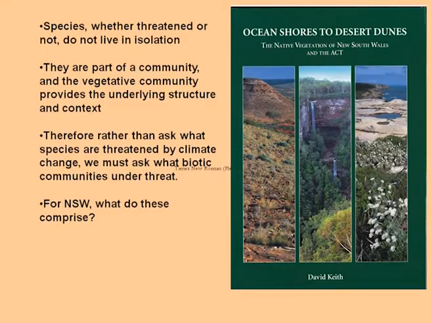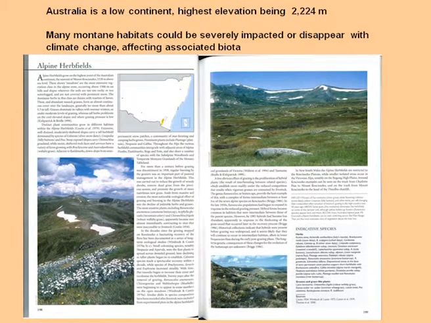For New South Wales, for example, we have this very nice book by David Keith on the vegetation types, and I'm just going to borrow very conveniently from his book to show you some of these habitats that actually might be threatened as a result of climate change, global warming, for example. Now, Australia is a relatively low continent compared to almost every other continent, and its highest point is about 2,200 meters. And so many of these alpine habitats in Australia are highly restricted.